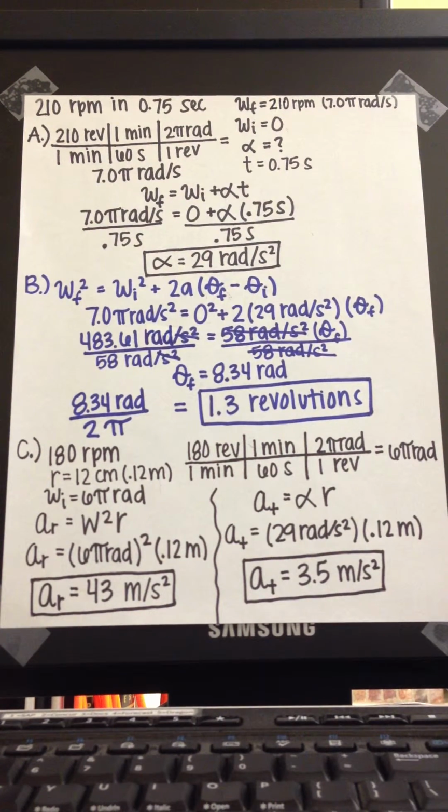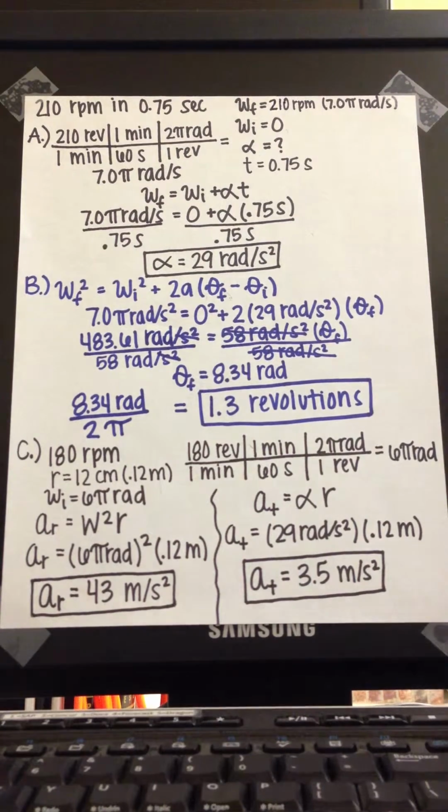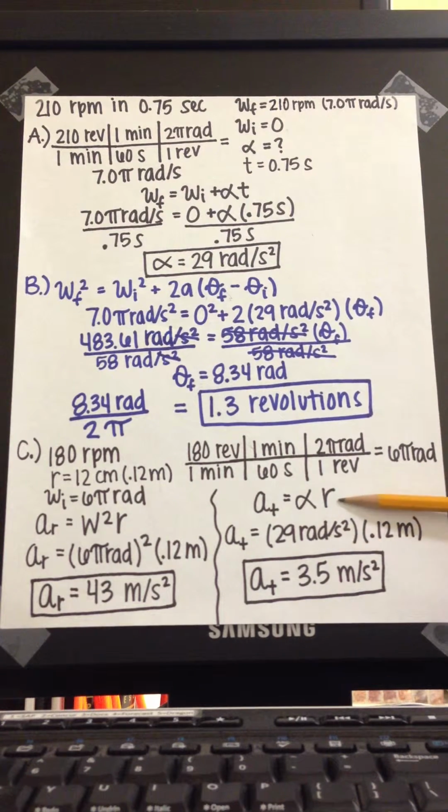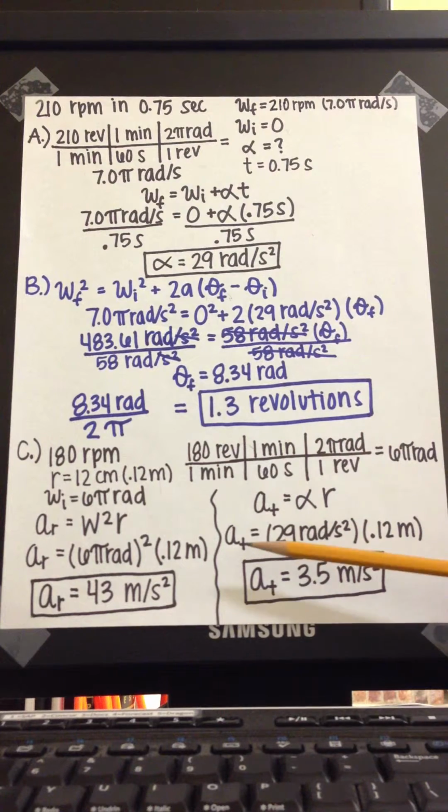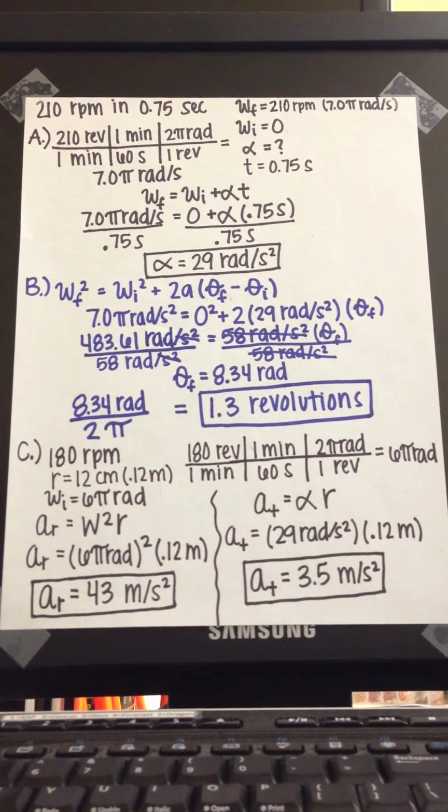And then for the tangential acceleration, you have to use the formula: tangential acceleration equals angular acceleration times the radius. You plug in your values, and after you plug everything in, you get that the tangential acceleration is 3.5 meters per second squared.